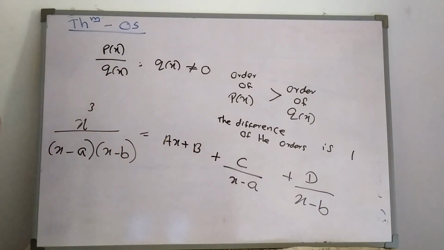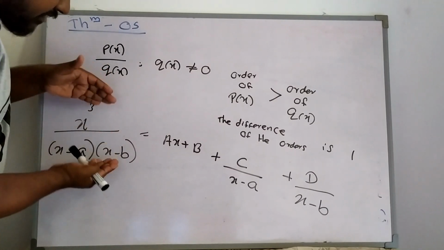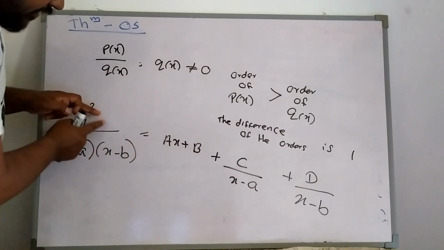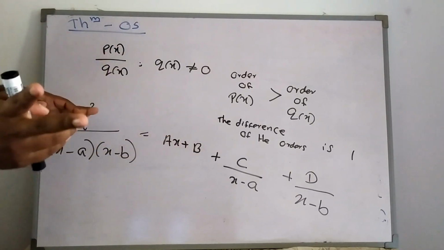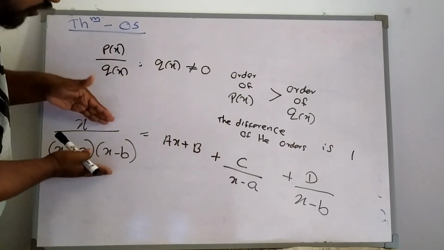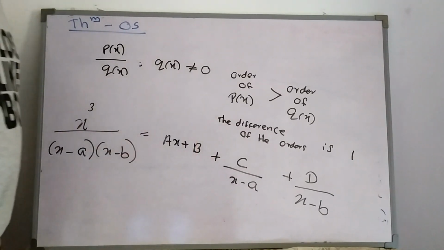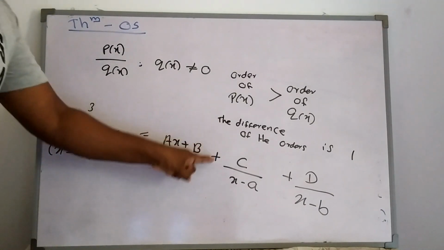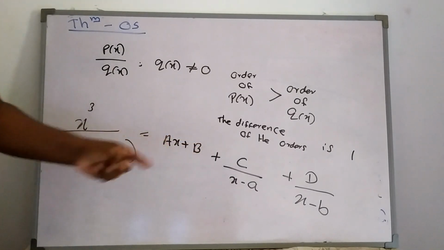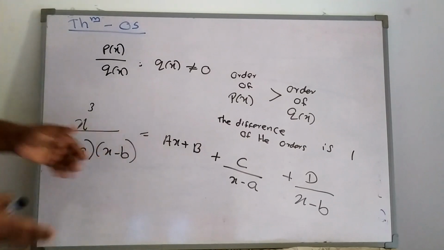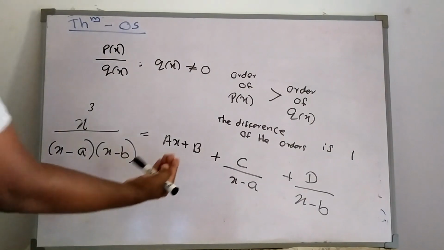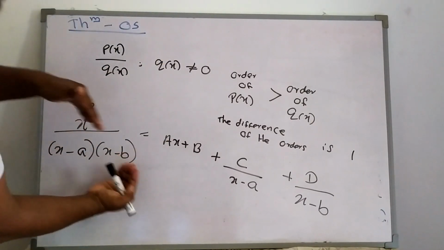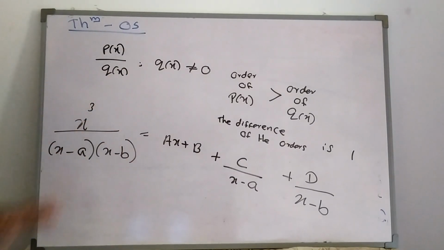But you have to remember, if the difference of the orders is 1, then you have to put a linear part. If the difference of the orders is 2, you have to put a quadratic part. If the difference of the order is 3, you have to put a cubic part. The previous one was constant, now it is linear, the next one is quadratic, then cubic. But most of the time we have only this one and the previous one. They are not giving the larger powers of the numerator. So this is theorem number 5.